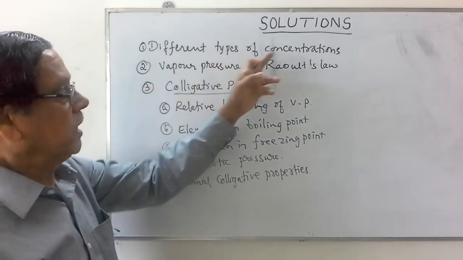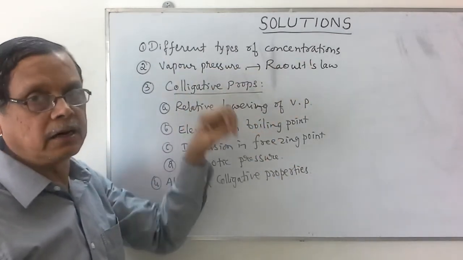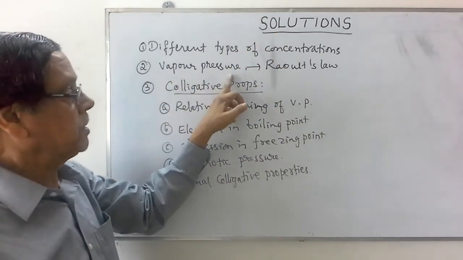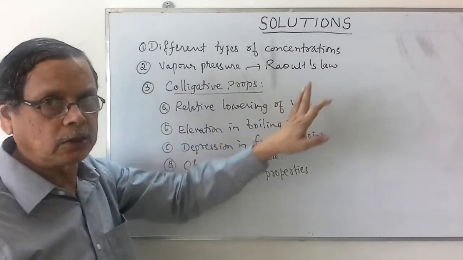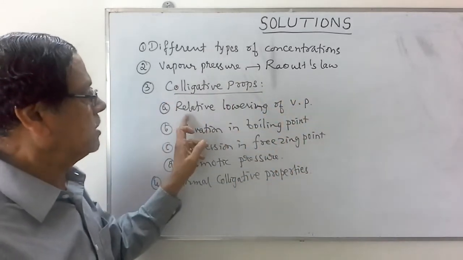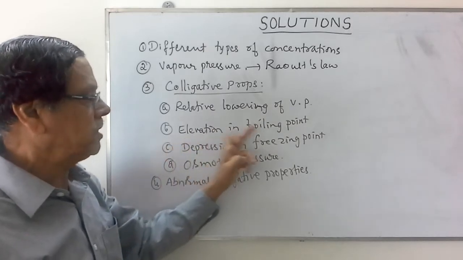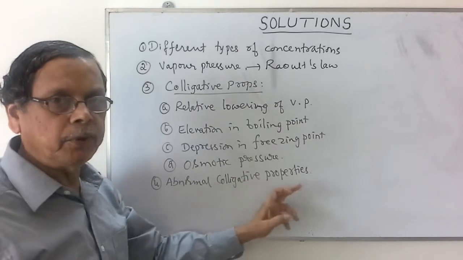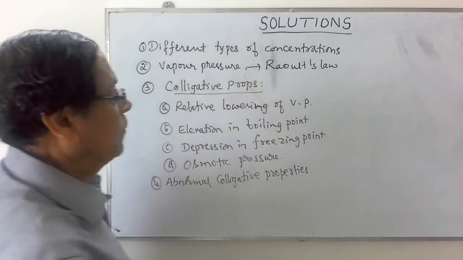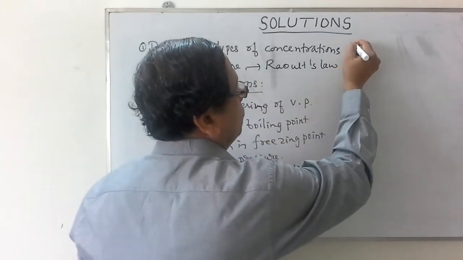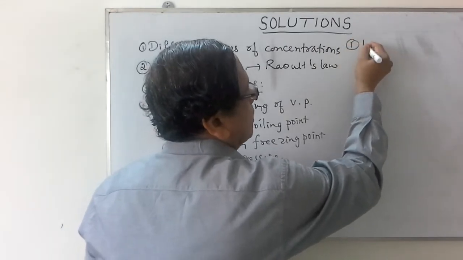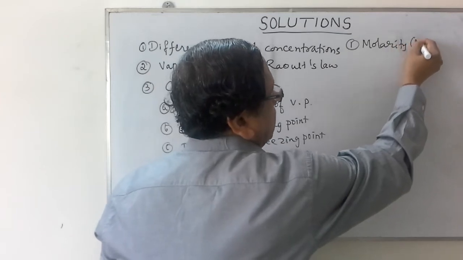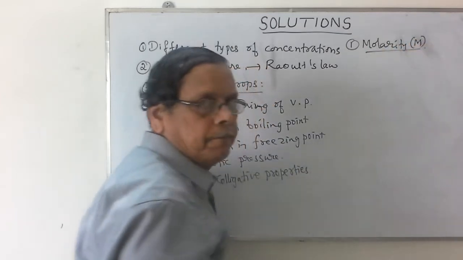Okay, different types of concentrations, mainly the concentrations that we use in physical chemistry, especially in this chapter. Then the vapor pressure, for that we have Raoult's law. Then colligative properties: relative lowering of vapor pressure, elevation in boiling point, depression in freezing point, osmotic pressure, and abnormal colligative properties. The first type of concentration that we use is the molarity. It is indicated as capital M.